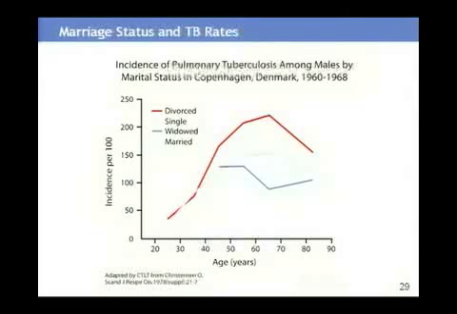Another somewhat more interesting example is the incidence of pulmonary TB among males by marital status in Copenhagen, Denmark in the 1960s. What you see here is that among people who are divorced and single, the rates of tuberculosis are the greatest, especially compared to those in the lowest line who are married. Now, of course, this suggests that being divorced is a proxy for stress. I will leave it up to you to interpret whether being divorced or being married is a more stressful situation. But here we see that being divorced increases your risk of TB.